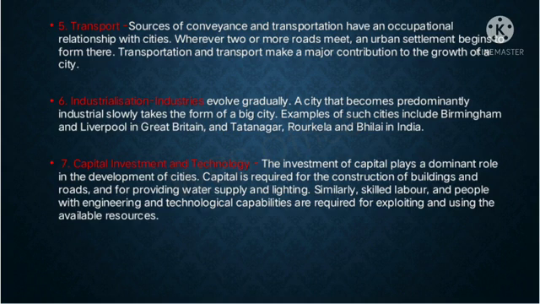Fifth, transport. Sources of conveyance and transportation have an occupational relationship with cities. Wherever two or more roads meet, an urban settlement began to form there. Transportation and transport make a major contribution to the growth of a city. Sixth, industrialization. Industries evolve gradually. A city that becomes predominantly industrial slowly takes the form of a big city. Examples of such cities include Birmingham and Liverpool in Great Britain and Tatanagar, Rourkela and Bhilai in India.